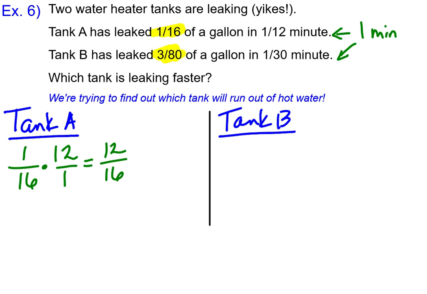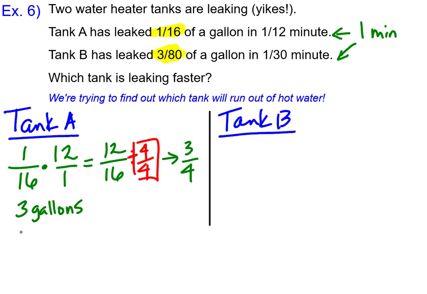So I have 12/16. I know that I can reduce 12/16 because 4 goes into both numbers, and what that leads me to get is 3/4. So I know that in tank A, 3 gallons are going to be leaked out every 4 minutes. Okay, so now let's run over here to tank B and see what's going on.